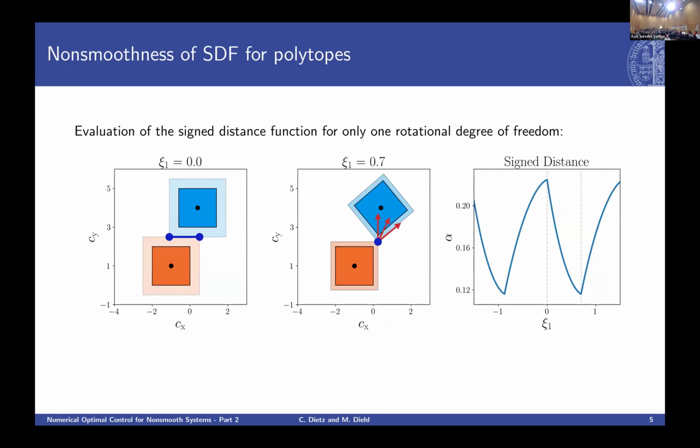The issue is now we want to use the signed distance function inside an optimal control problem. So we have to provide derivatives to the solver, but the signed distance function per se is not differentiable. Whenever the polytopes are in a configuration where two faces are parallel, there are multiple primal solutions to the linear program. And whenever the polytopes are in a configuration where two vertices touch, there are multiple dual solutions. And both cases result in a non-differentiable configuration for the signed distance function.